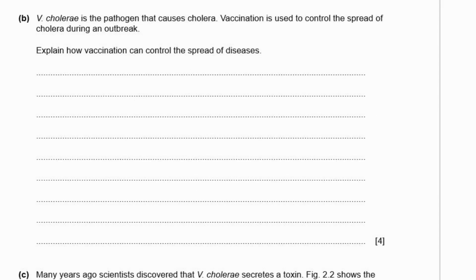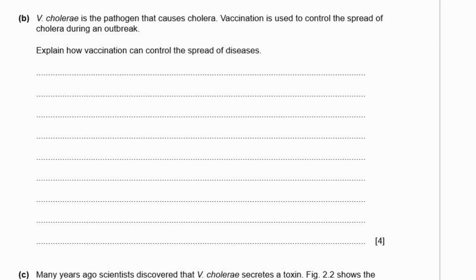Okay. B. V. cholerae is a pathogen that causes cholera. Vaccination is used to control the spread of cholera during an outbreak. Explain how vaccination can control the spread of diseases. Okay, so first of all, what is a vaccine? A vaccine is a harmless form. It can be attenuated, so it can be a harmless form, or it can be a dead form of the pathogen. And this is either injected or swallowed.